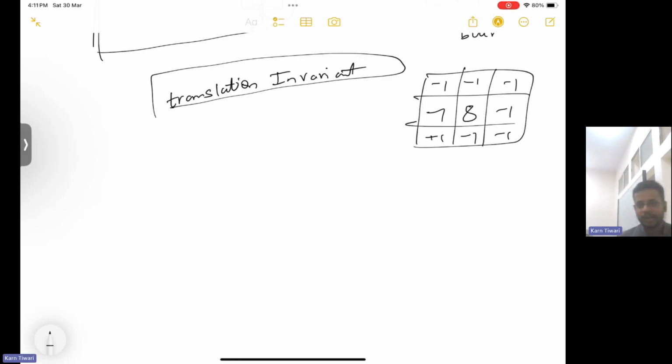Translation invariant means if my object gets changed, my feature won't change. It will be detecting the same feature. So that is kind of a thing we wanted actually.